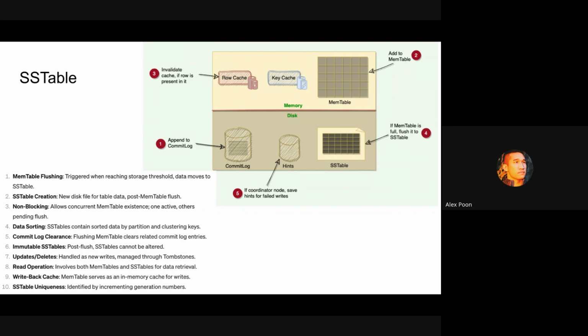SS table. When the number of objects stored in the mem table reaches a threshold, the contents of the mem table are flushed to disk in a file called SS table. At this point, a new mem table is created to store subsequent data. This flushing is a non-blocking operation. Multiple mem tables may exist for a single table, one current, and the rest waiting to be flushed. Each SS table contains table data for a specific table. When the mem table is flushed to SS tables, corresponding entries in the commit log are removed.